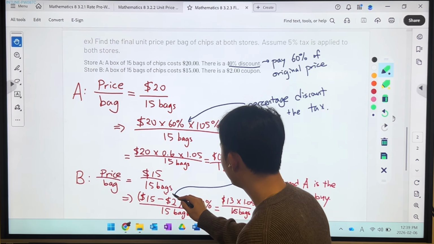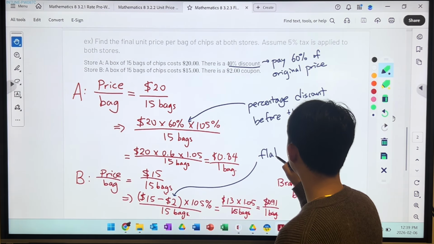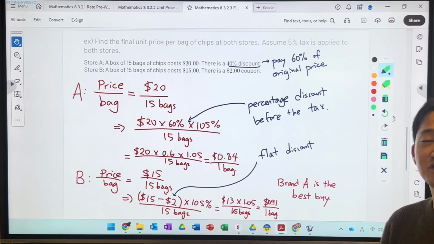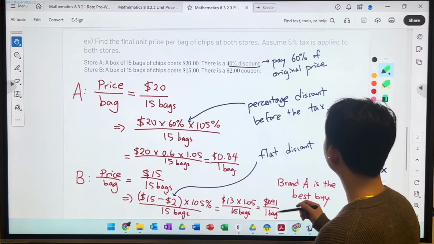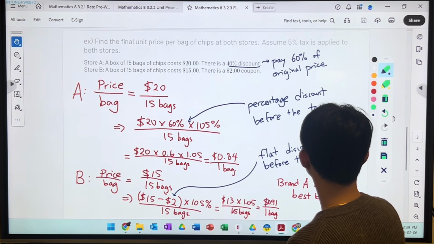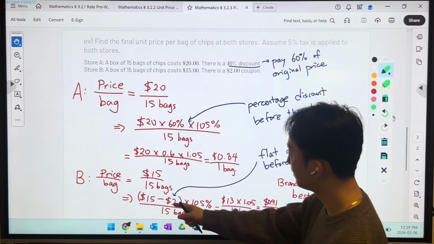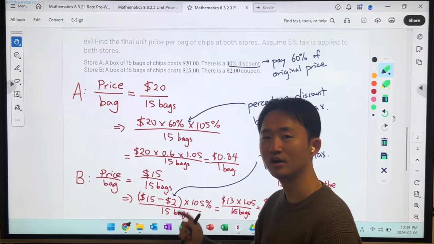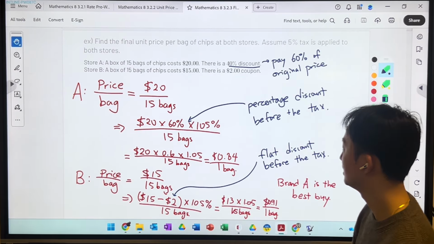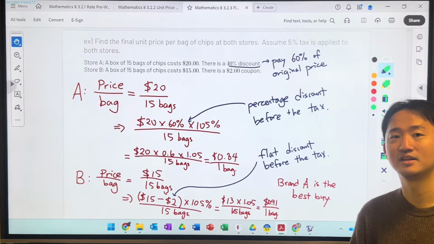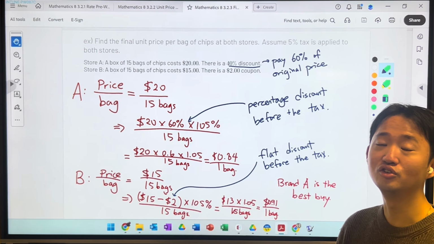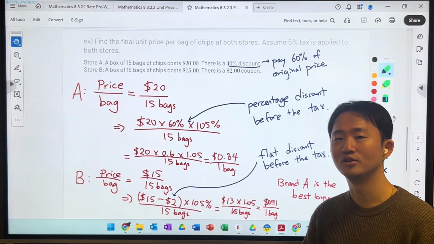For the flat amount discount, and in this case, discount and coupon are used interchangeably, the flat discount is applied before the tax as well. So in this case, I did the 15 minus the $2, which comes to $13. And then I applied the tax of 105%, and I got the value of 91 cents per bag. And in total, brand A had the lower unit price, therefore also the Best Buy.